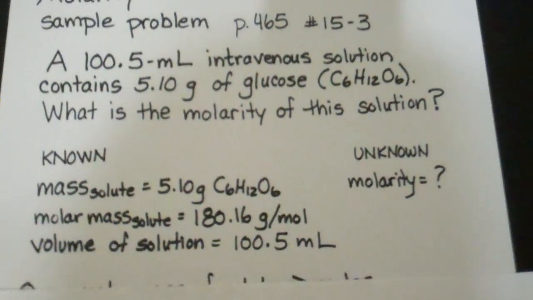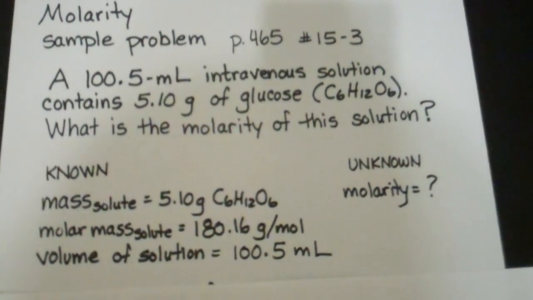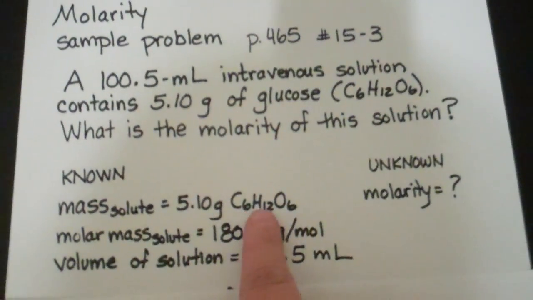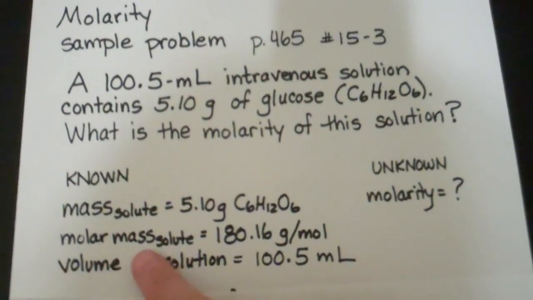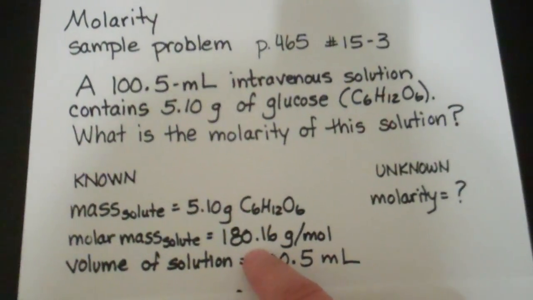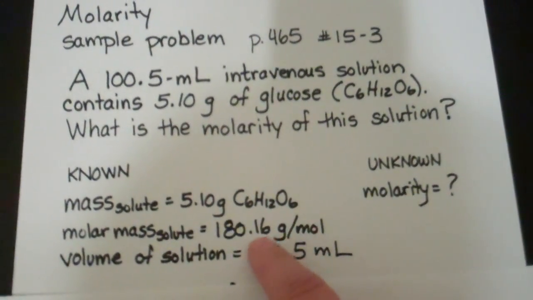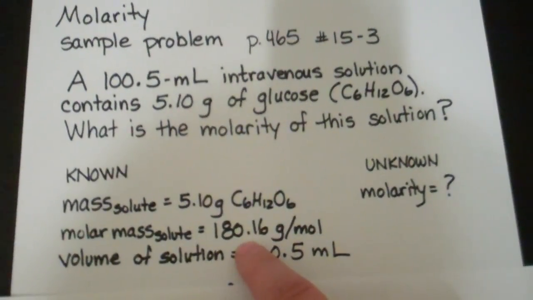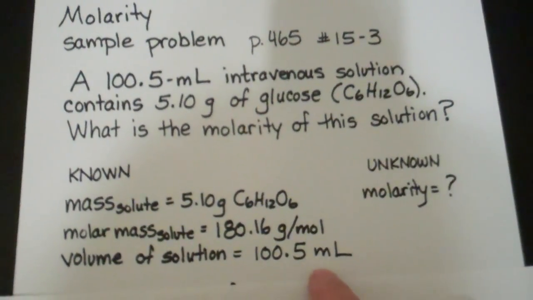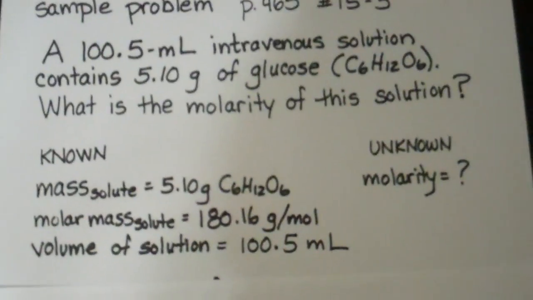Okay, so like with all other problems, I am going to write down what I know and what I don't know. I know that the mass of my solute is 5.10 grams of glucose. I know that the molar mass of glucose is 180.16 grams per mole. Now, if you don't believe that, you can certainly go and add it up yourself using your periodic table. It happens that the book gives this to you to save you time. It gives the volume of the solution as 100.5 milliliters. And what we're trying to solve for is the molarity.